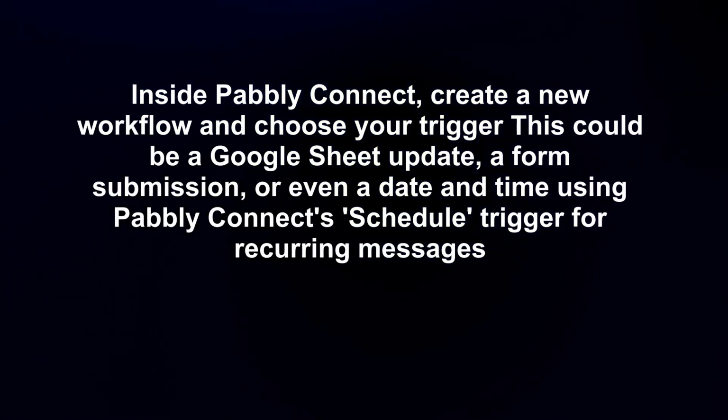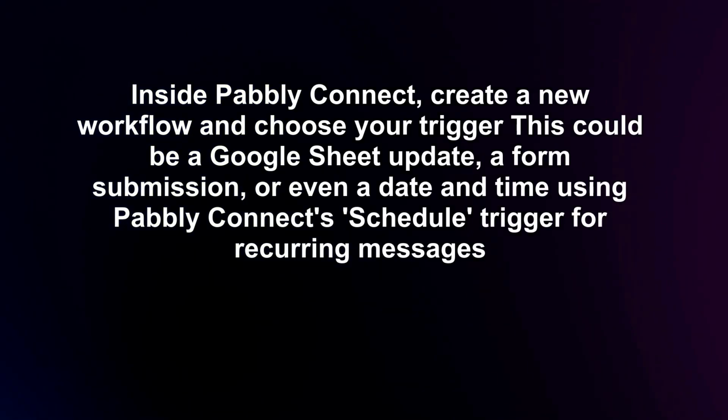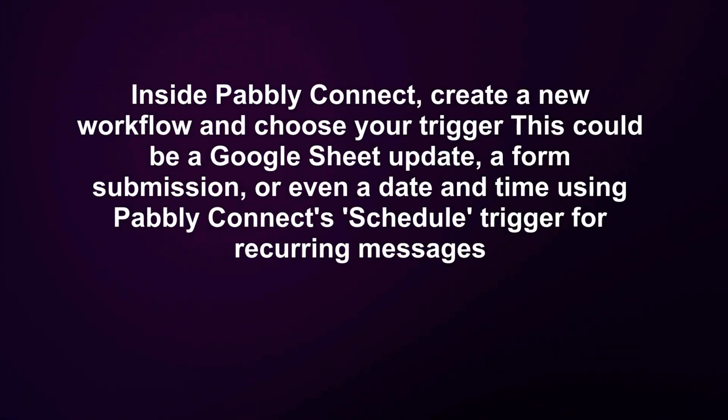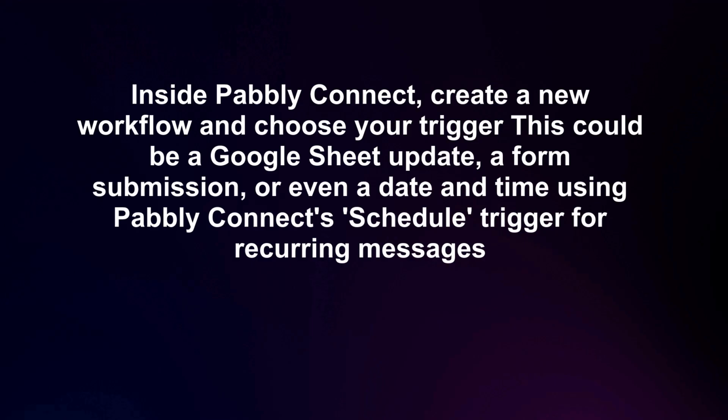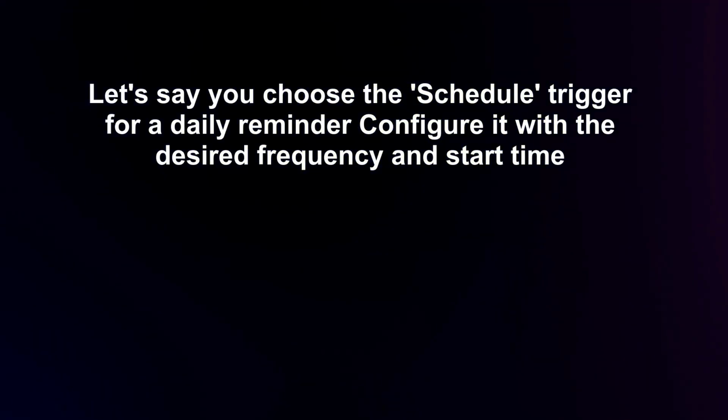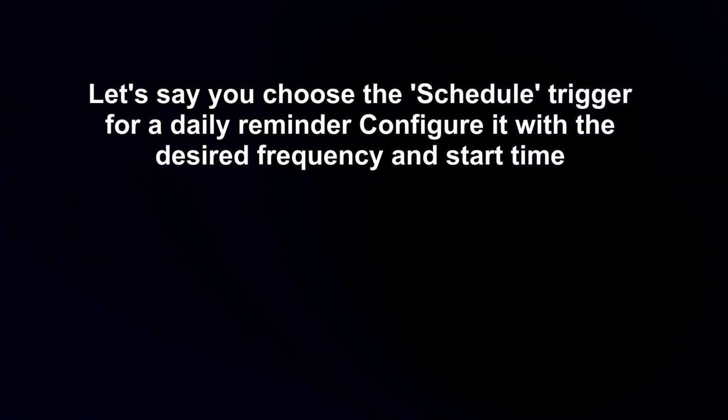Inside Pabbly Connect, create a new workflow and choose your trigger. This could be a Google Sheet update, a form submission, or even a date and time using Pabbly Connect's schedule trigger for recurring messages. Let's say you choose the schedule trigger for a daily reminder. Configure it with the desired frequency and start time.